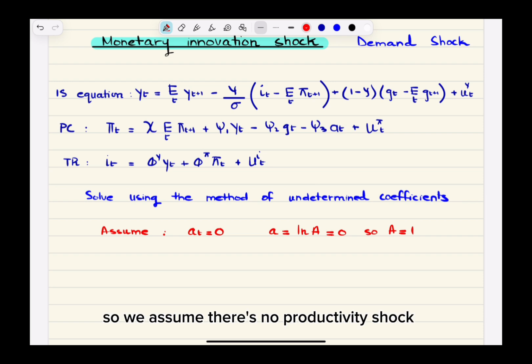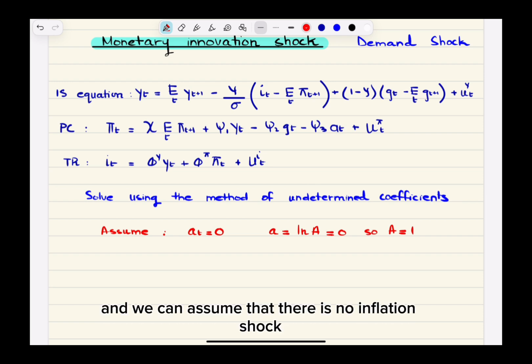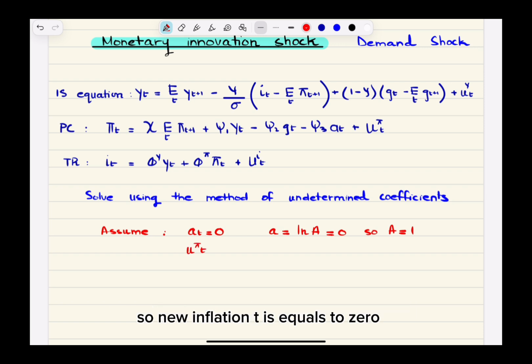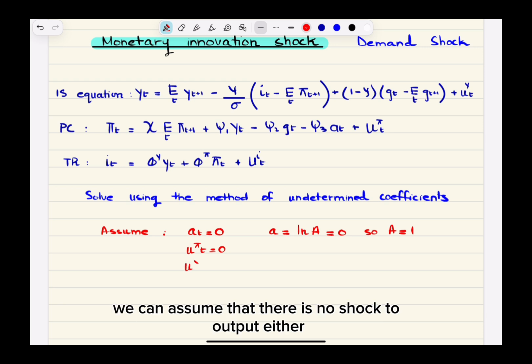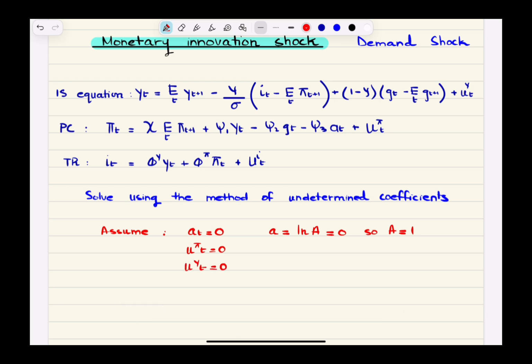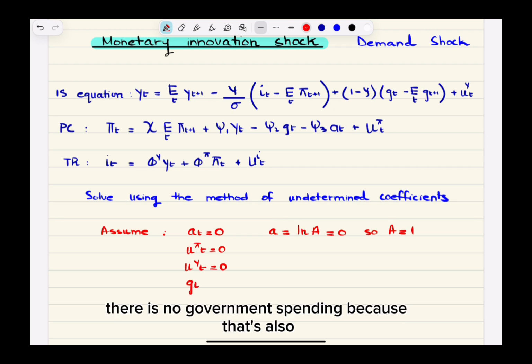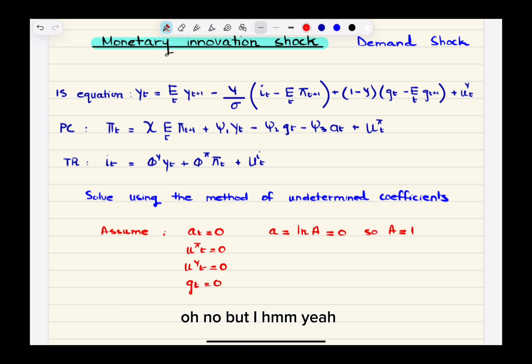So we assume there is no productivity shock, and we can assume that there is no inflation shock, so mu inflation t is equal to 0. We can assume that there is no shock to output either. And this makes the model much easier to work with. We can also assume that there is no change in government spending.